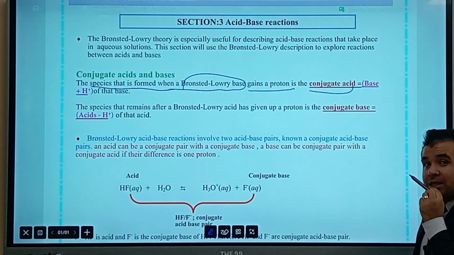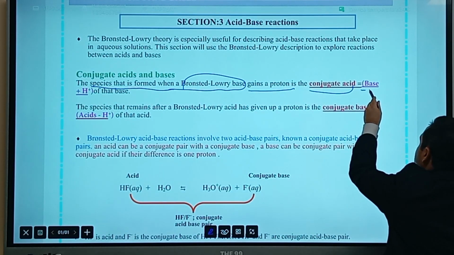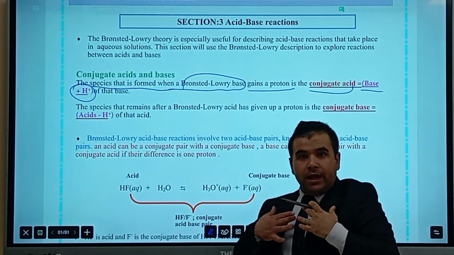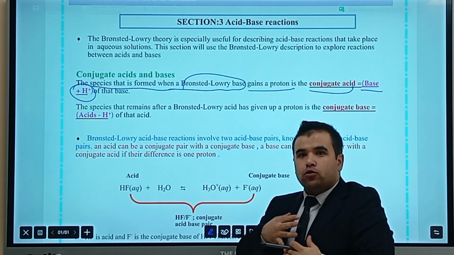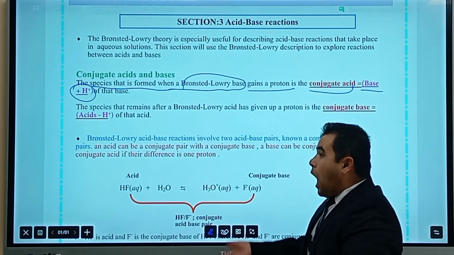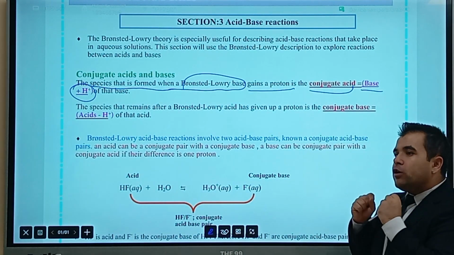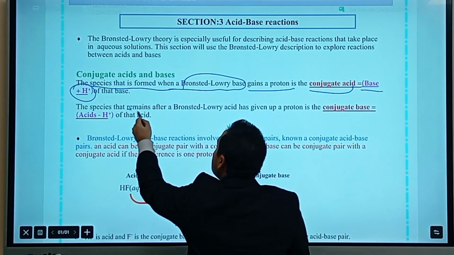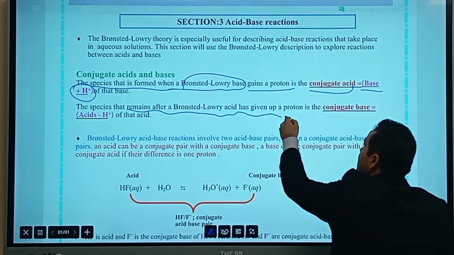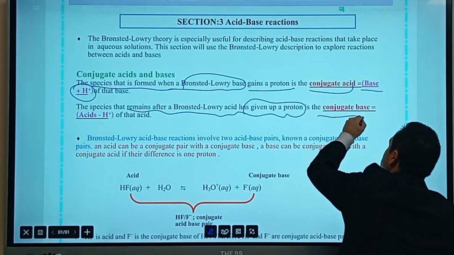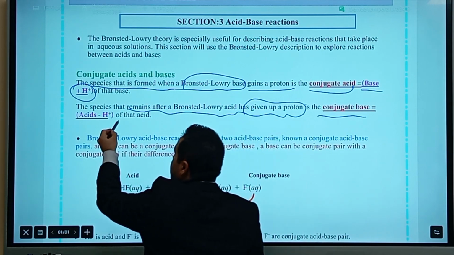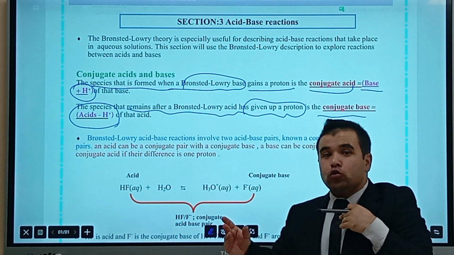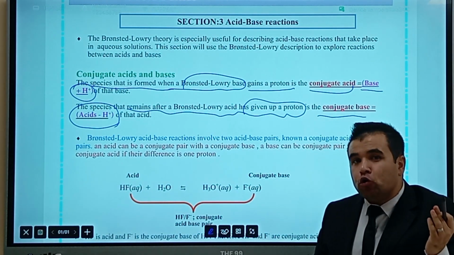Or simply, guys, in the form of an equation, we can say base plus a proton, which means it accepts a proton, is the conjugate acid. How about the conjugate base? A conjugate base is an acid minus a proton. A species that remains after a Bronsted-Lowry acid has given up a proton is a conjugate base. Or we can say simply acid minus a proton. Remove a proton from the acid, you'll get the conjugate base.